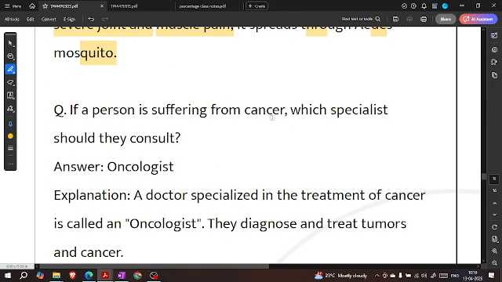If a person is suffering from cancer, which specialist could they consult? Oncologist. A doctor specialized in the treatment of cancer is called an oncologist. They diagnose and treat tumors and cancers.